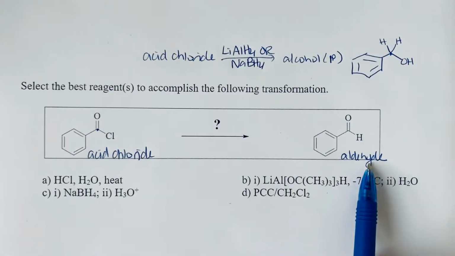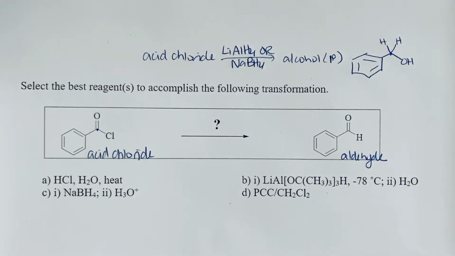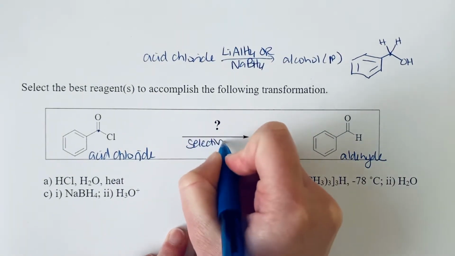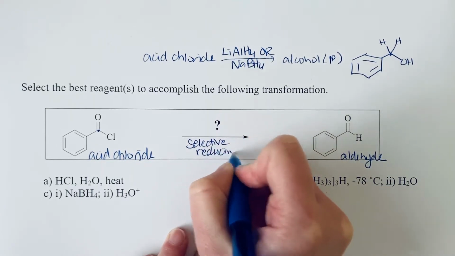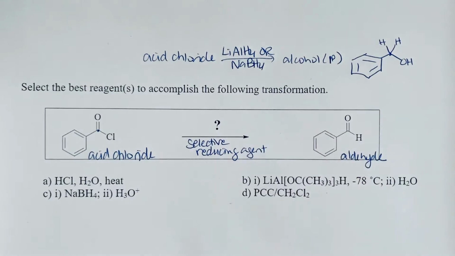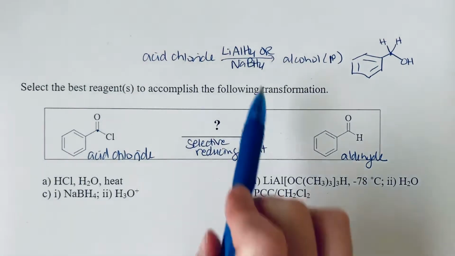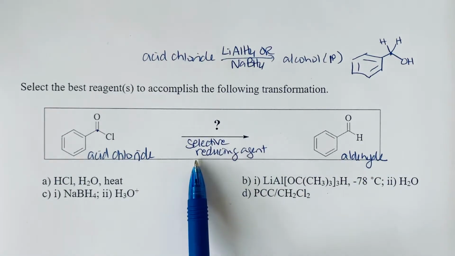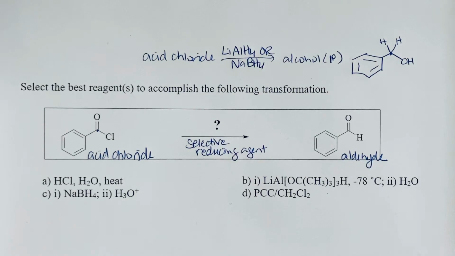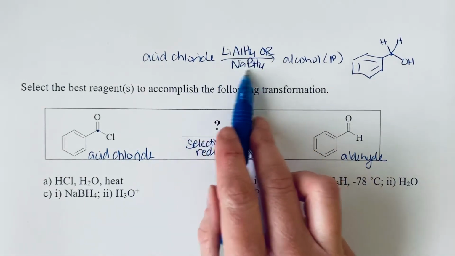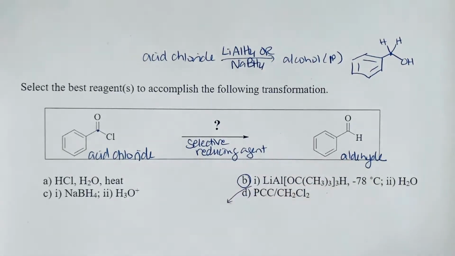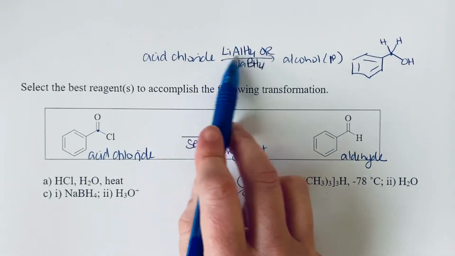So if we're stopping at the aldehyde, this is stopping at the intermediate stage. So you need a selective reducing agent. And so you need something that's not as reactive as lithium aluminum hydride or sodium borohydride. And so these reducing agents are often recognizable as modified forms of either lithium aluminum hydride or sodium borohydride. And so if we look at B, this is actually the right answer, but let me draw out the structure of this. So you've got your lithium, and so this is related to LAH, lithium aluminum hydride.